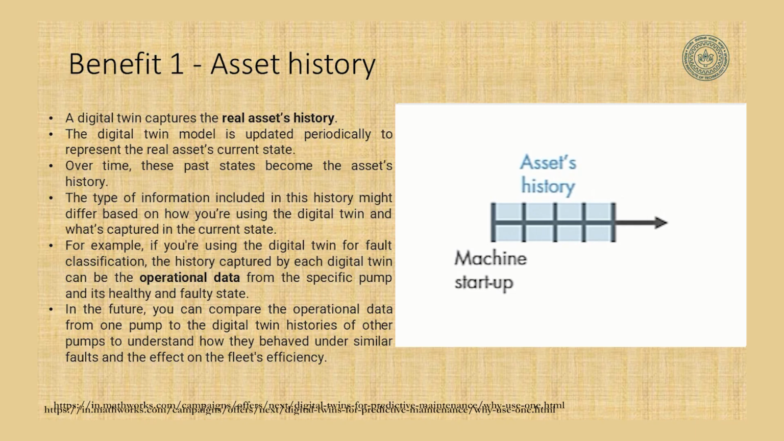In the future, you can compare the operational data from one pump to the digital twin histories of other pumps to understand how they behaved under similar faults and the effect on the fleet's efficiency. So, all of this data that you are collecting from one pump can be compared to digital twin histories from other pumps. Okay. So, many different pumps in your firm, and you have got separate asset histories for each pump, and then you can compare.